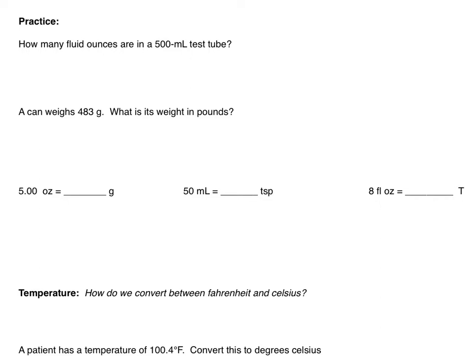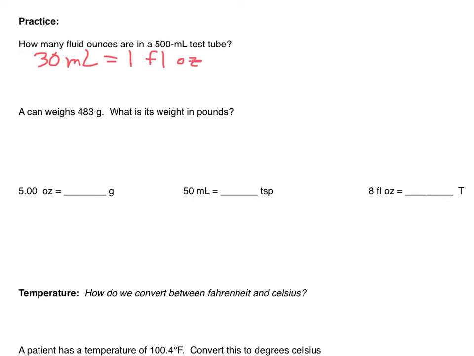So first of all, how many fluid ounces are in a 500 milliliter test tube? In order to answer this, I need to know hopefully a direct conversion between milliliters and fluid ounces. If you look at the conversions to memorize, we see that we do know. We know that there are 30 milliliters in 1 fluid ounce. Now, we know immediately we're talking about volume because we're talking about milliliters.